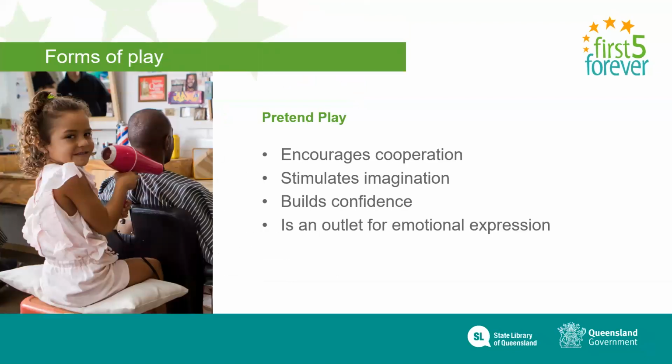So now we're just going to touch briefly on the 6 different forms of play. So we've looked at, I guess, types which are more related to ages and stages. These are forms of play. So the first one is pretend, and it can be called fantasy or socio-dramatic. And it includes role play, pretending to be somebody else or pretending with objects.